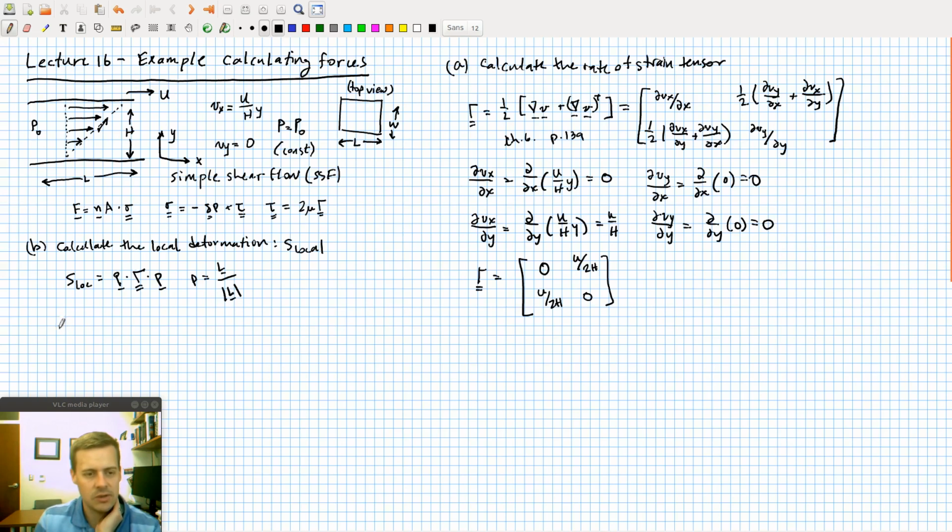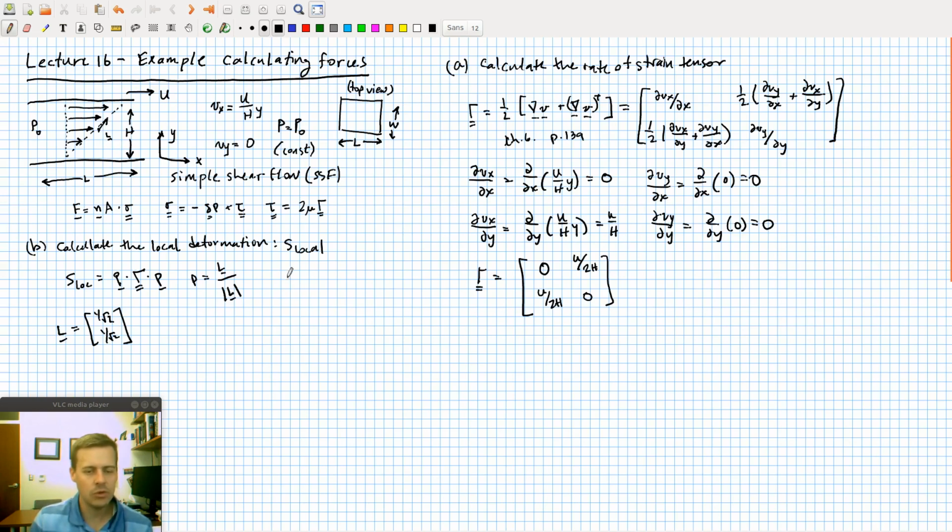So in this case, for this example, I'm just going to specify an L. I'm going to say that the L is 1 over root 2, 1 over root 2. So that's a vector with a 45-degree angle. So you can see I've drawn it up here. That's L. Okay, and I'm going to ask, what's the local deformation at that point?